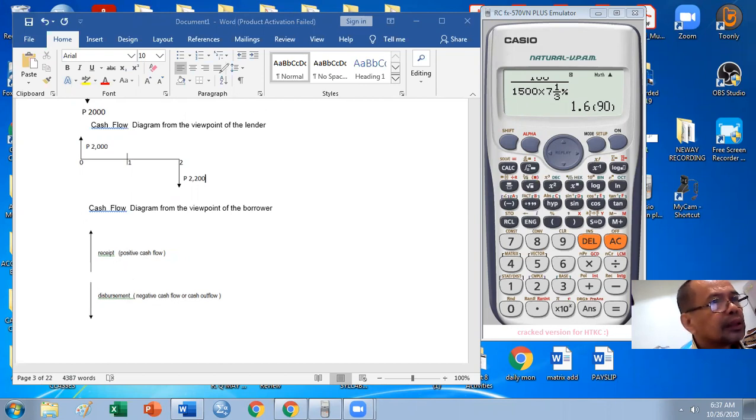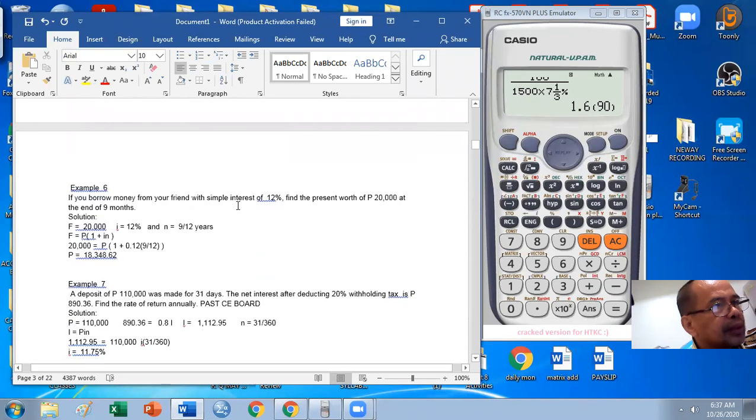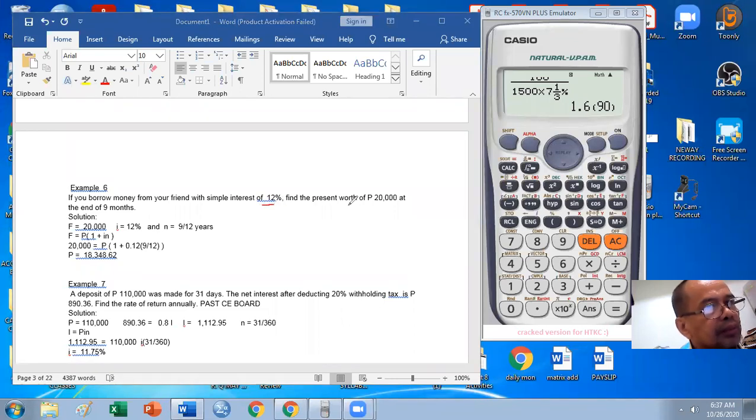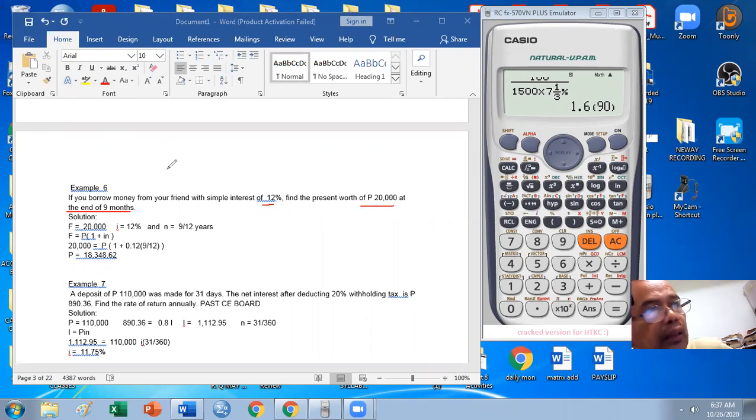Next is example 6. If you borrow money from your friend with a simple interest of 12%, find the present worth of 20,000 at the end of 9 months. So, look, our formula again is F equals P, 1 plus IN. Always remember that.